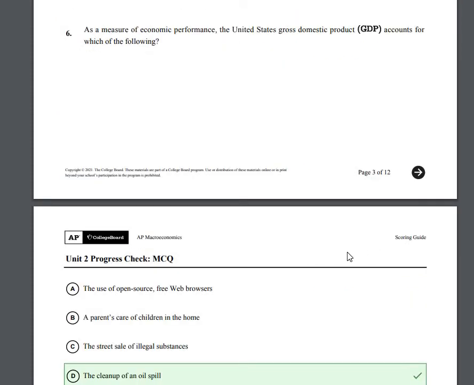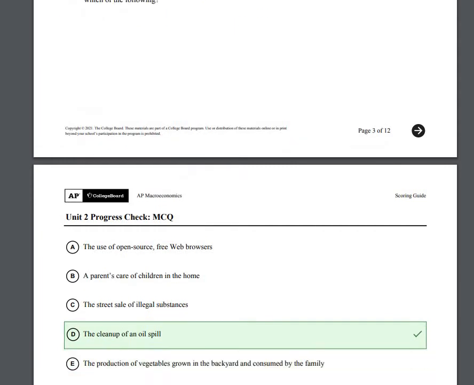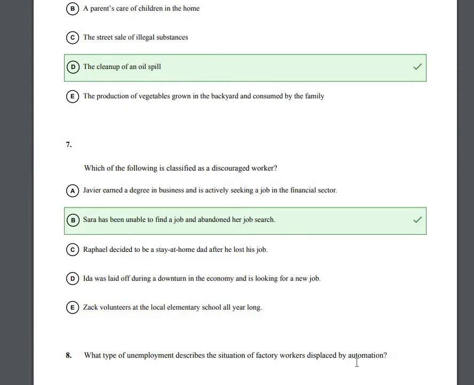Number 6, as a measure of economic performance, the United States GDP accounts for which of the following? D, the cleanup of an oil spill. So if you think about it, even though that sounds kind of weird, they're buying the products used to clean up an oil spill. Okay. Now, if you look at these other things, none of these other things count. All right. Within GDP, you can't count black market stuff. You can't count using things that are free that you're not buying or anything like that, or growing vegetables or anything like that. Okay, that doesn't count in GDP, but cleaning up of an oil spill does.